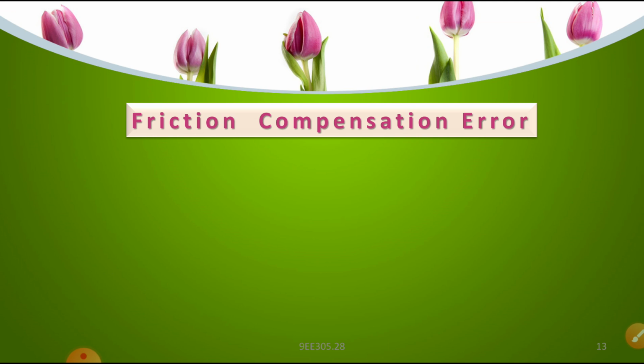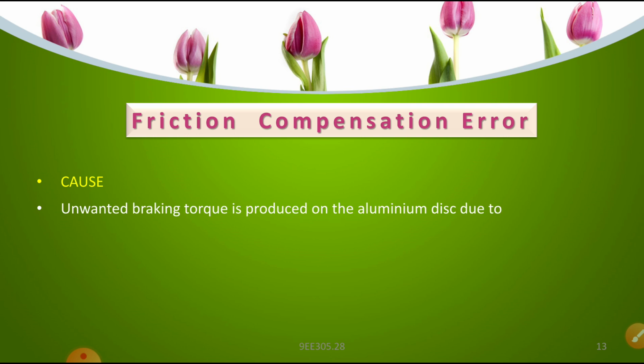Now friction compensation error. A third error is the friction that takes place while running our disc. So what are the causes mainly? Unwanted braking torque is produced on the aluminum disc due to the frictional forces at both supporting places. It may be the disc bearing, it may be the register mechanism, where it registers the number of revolutions. Under those conditions we also have some gear mechanism, so that may create some opposition on the spindle. That's why we require friction compensation.